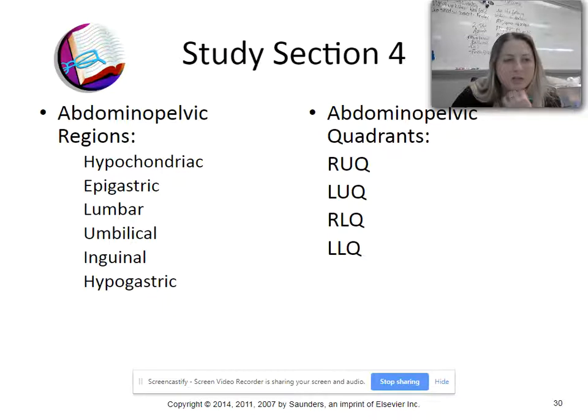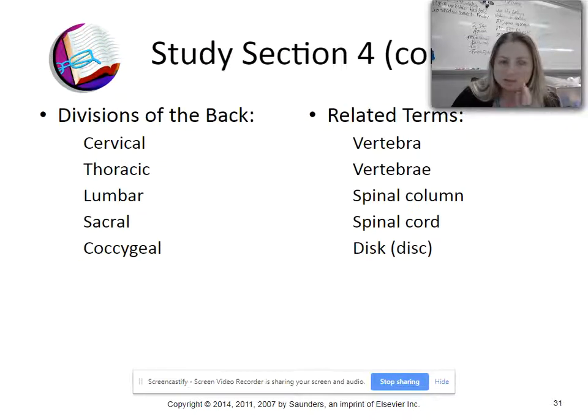All right. Abdominal pelvic region. So we already talked about that. We talked about the quadrants. Okay. Divisions of the back. All right. A vertebra is just one backbone. Vertebrae is more than one. That's the plural. Spinal column is your vertebra with your spinal cord. Then you have your spinal cord that runs through the center of your vertebra. The discs are those cartilaginous discs in between each vertebra.